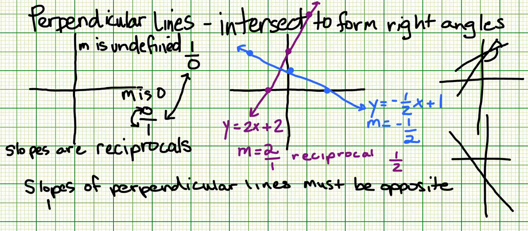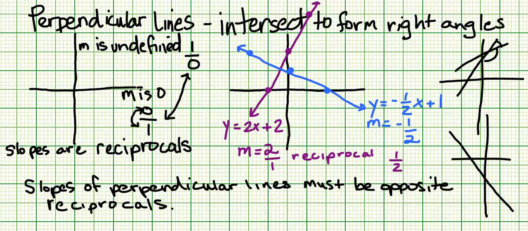Okay, now in the last video on parallel lines, in that case their slopes had to be the same, but we also had to compare the y-intercepts. If the y-intercepts were different, then we certainly had parallel lines. If the y-intercepts were the same, we do not have parallel lines. How about in perpendicular lines? Do perpendicular lines have to have different y-intercepts? The answer to that is no.